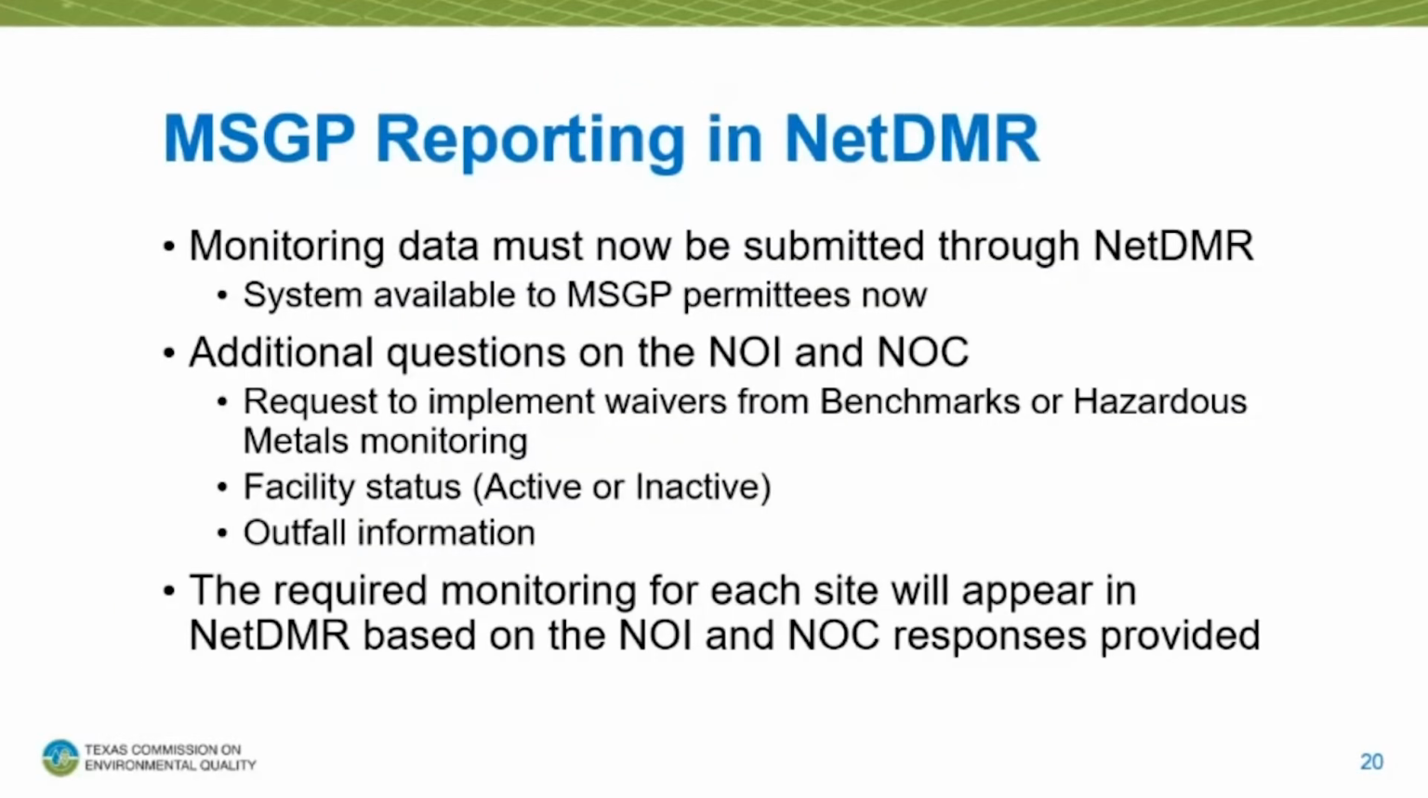The monitoring data has to go through the Net DMR system. It's available right now. That's why we're having this webinar, to hopefully help everyone understand the system. Basically, what shows up in Net DMR is based on some of the additional questions that we had to add to our applications. Now you have to tell us if you're implementing waivers from either your hazardous metals or your benchmarks. Meaning if you didn't tell us on your application that you're implementing a waiver, Net DMR doesn't know you're implementing a waiver. So you've got to go in and let us know when that happens by submitting a notice of change.